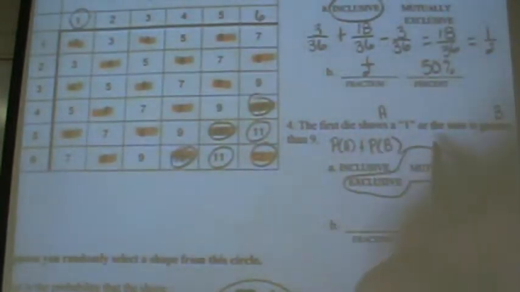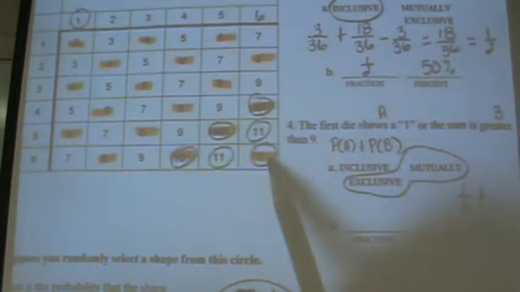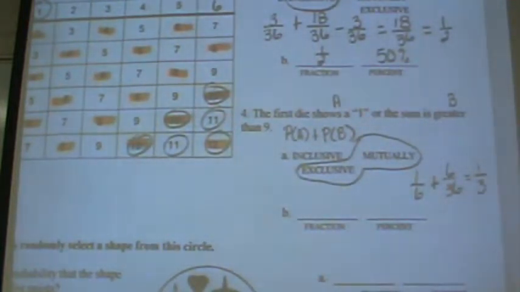So we have probability of A is 1 out of 6, like we said. So probability of A is 1 over 6. Probability of B, we have 1, 2, 3, 4, 5, 6 different choices out of our original 36. So then we'll add these and get our reduced fraction. And we get 1/3. So 1/3 is our reduced fraction.